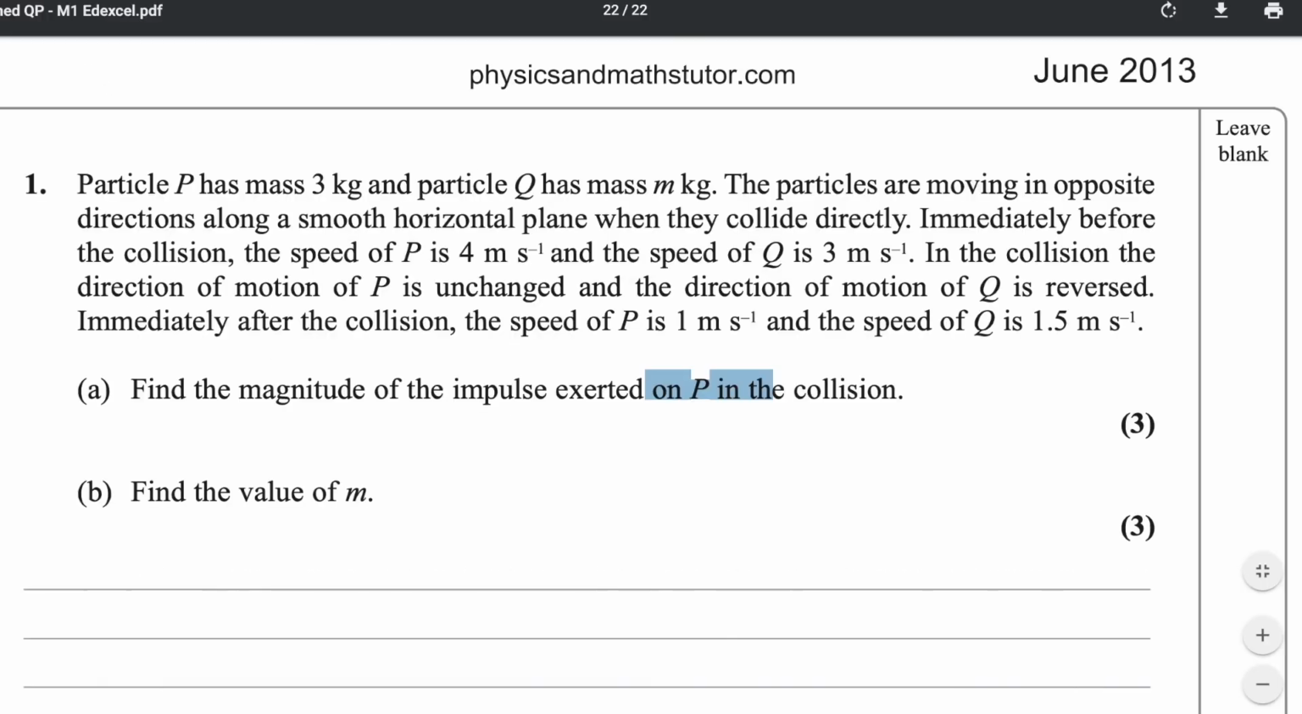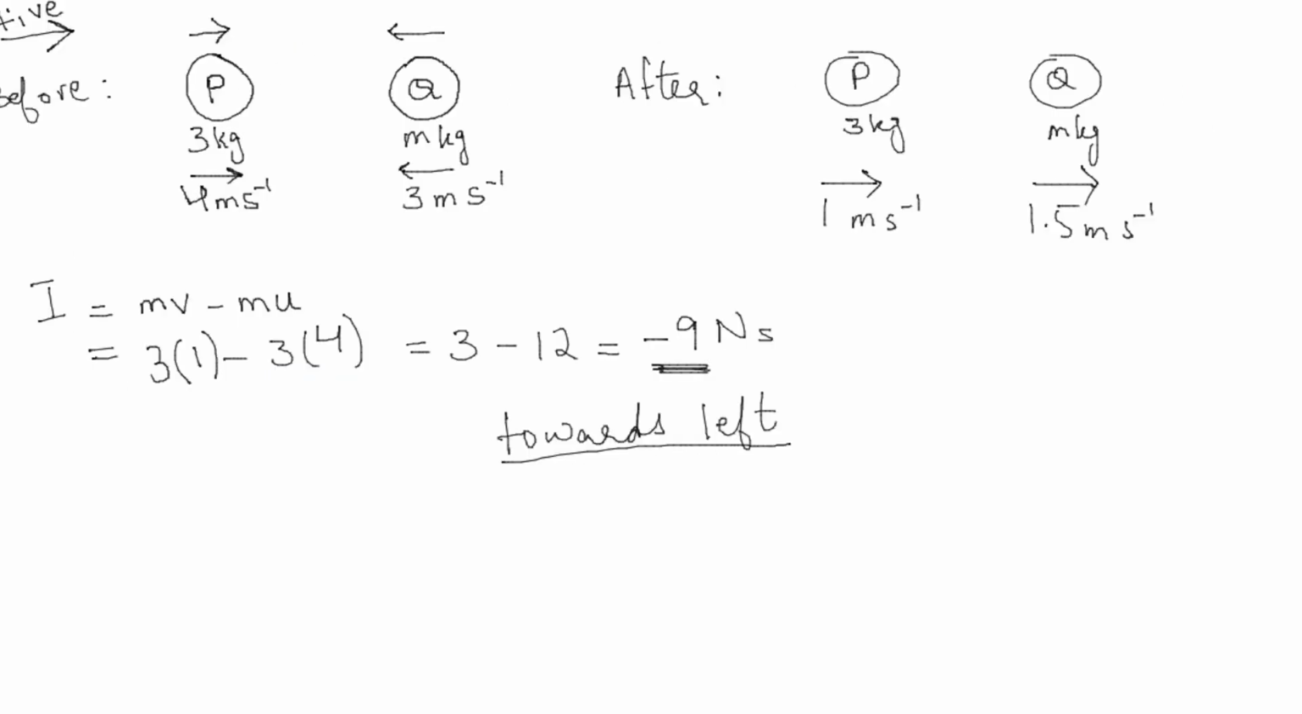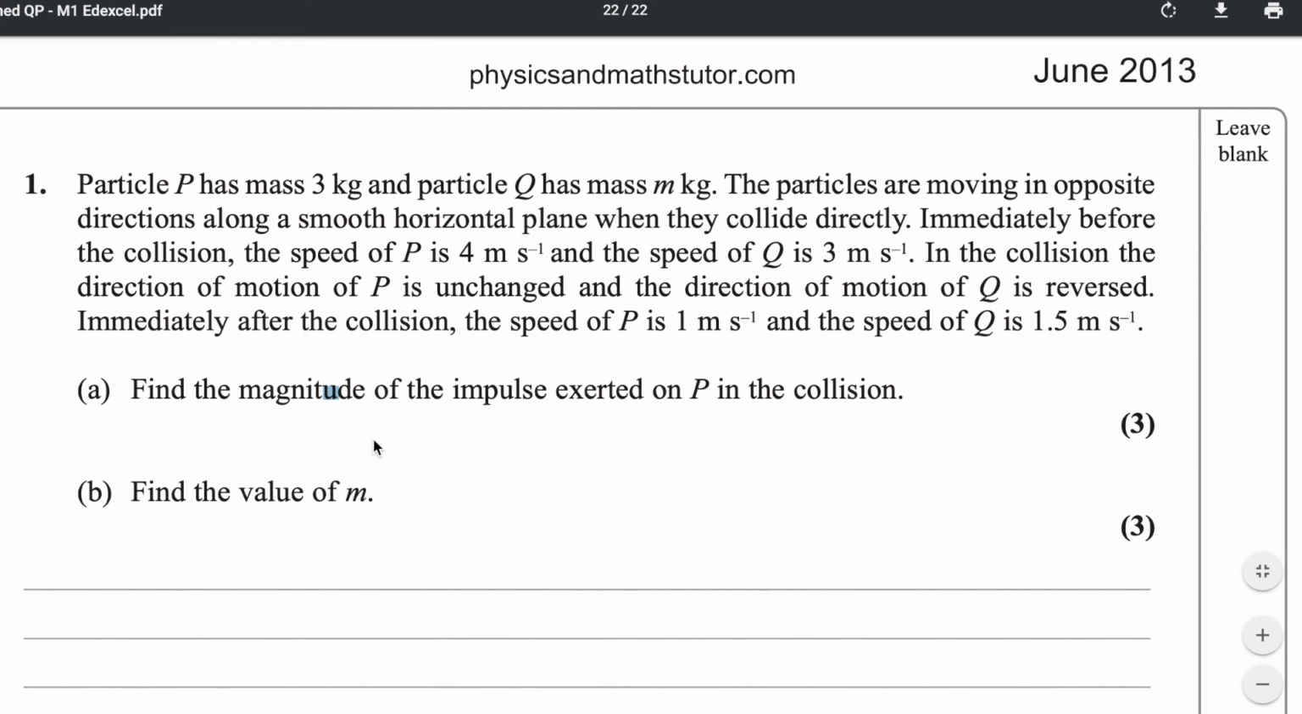But in this question, they're just asking us the magnitude of the impulse, not the direction, okay? The magnitude is always positive. So for the final answer, you must write that the magnitude of impulse is 9 Newton seconds, okay? So that's the magnitude. Coming back, let's complete the question.